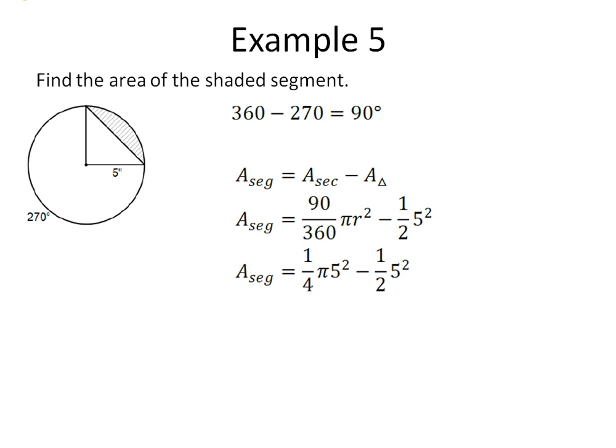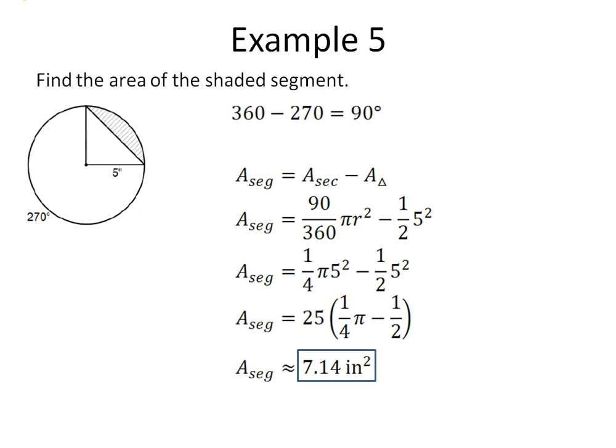So our formula comes up as 1/4, because that's what 90 over 360 reduces to, times pi times 5 squared minus 1/2 times 5 squared. When we factor the 5 squared out of both of these, this gives us 25 times 1/4 pi minus 1/2, which gives us approximately 7.14 square inches.